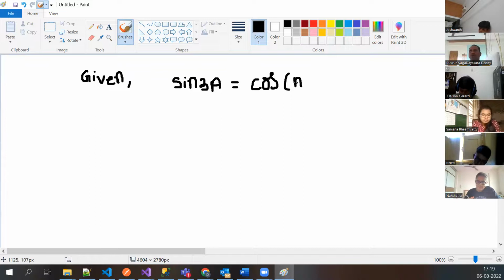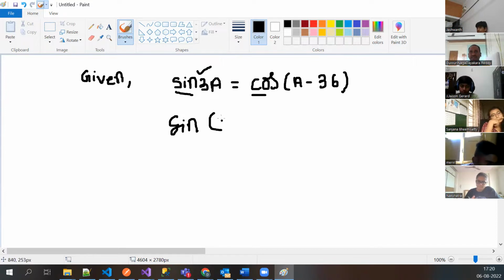Yes. You remember, long back we solved a similar kind of problem, but both sides should have the same trigonometric ratio. Here it is sine and here cos. Either you convert this sine into cos or this cos into sine. As per my knowledge, converting sin 3A into cos is easy. Simple, right?